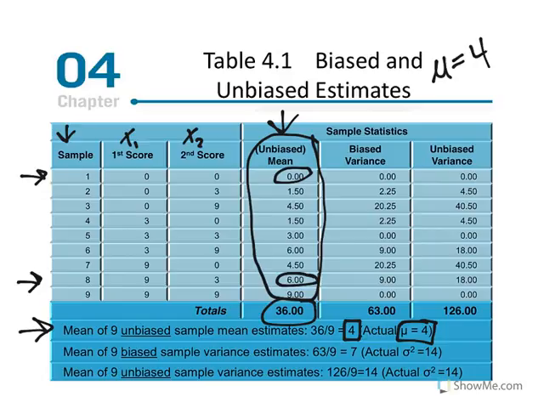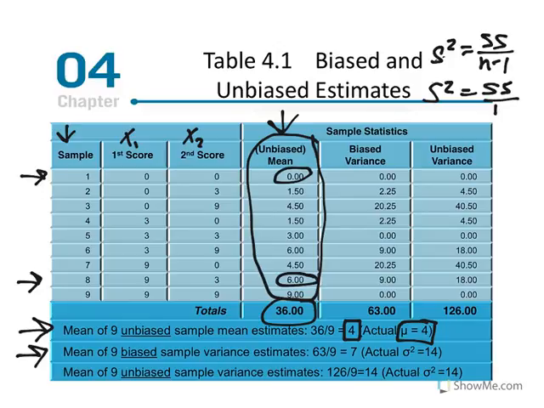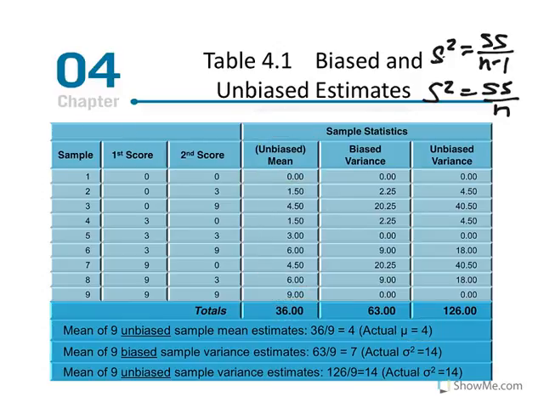Now let's consider what happens if we calculate the variance without engaging in that mathematical correction. So again, variance of a sample is equal to the sum of squared deviations divided by n minus 1. But let's say instead of engaging in that mathematical correction, we just do the sum of squared deviations divided by n. So now, again, we consider all of our samples. We have 9 samples. These are the scores, score 1, score 2, for all of the samples. And this column here represents the calculations for the variance.